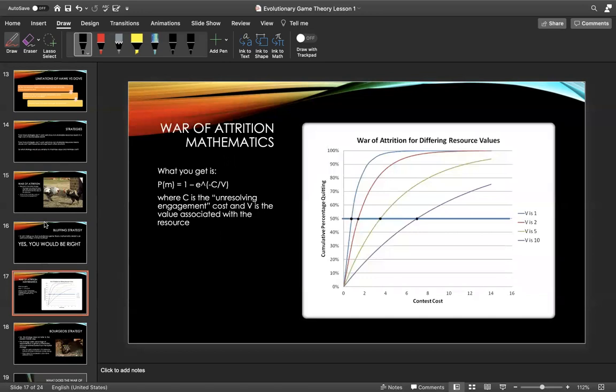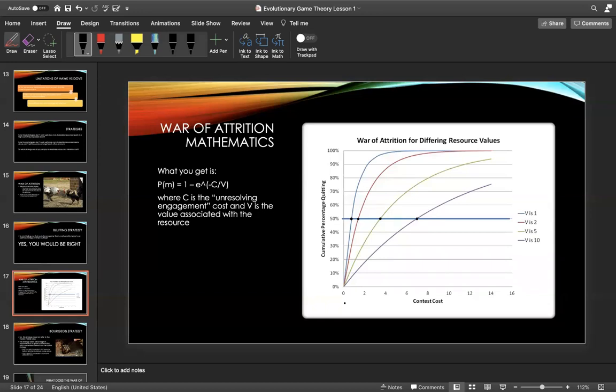In this strategy, you can kind of see that the higher the value of the resource, people tend to wait more for that resource. In other words, you can see the curve shift. And remember, fewer people are willing to quit if the resource is higher. And this kind of makes sense. If the resource is worth more, you're willing to spend more time pursuing it.